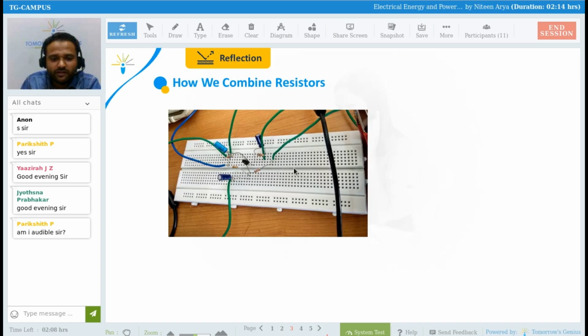So this is electrical energy and power, and here is reflection. What is reflection? How we combine resistors. This thing you're going to understand in the first year of your graduation. What is this? Tell me. Have you seen this image or this kind of thing ever before? First year of graduation.